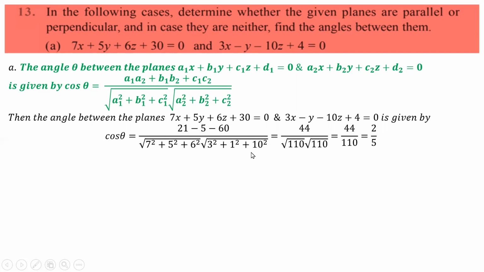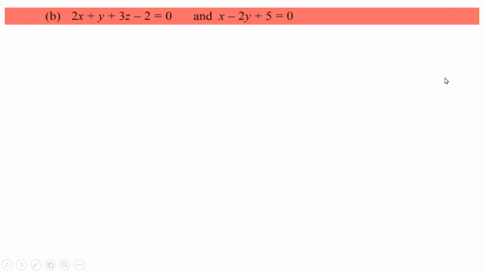And if we just simplify this value, you can find 44 upon root 110 square, that is 44 upon 110. Just simplify it, you can find 2 by 5. So what is theta? Theta is cos inverse 2 upon 5. So the angle between these two given planes is cos inverse 2 by 5. Clear? So moving to the next question, 13, question number B.